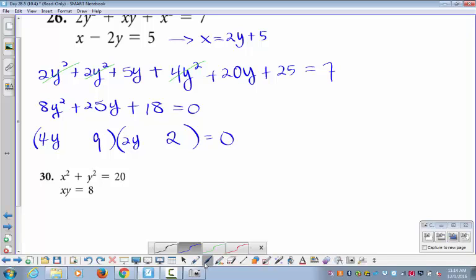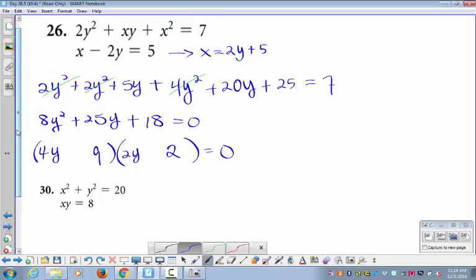Does that work? 18 plus that doesn't work. 12 and... is this one of those ones that's got a bizarre solution? Yeah.